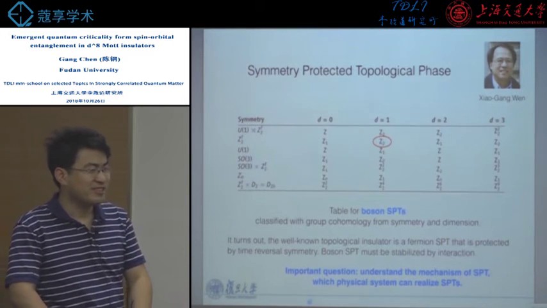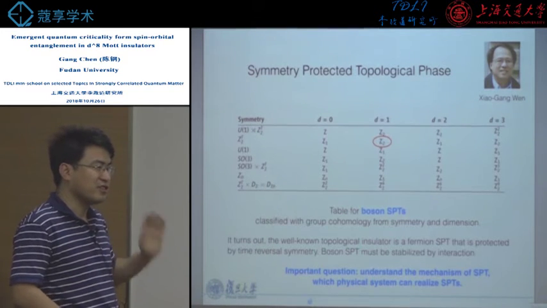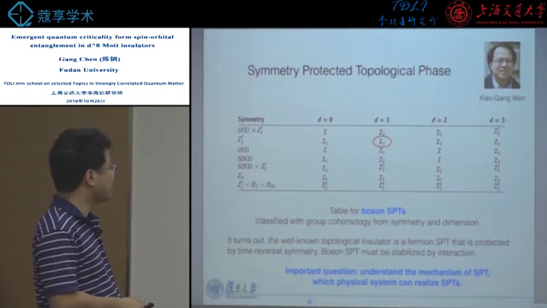When you do the group cohomology, you make everything to be abelian. I'm not interested in this. Let's just continue with that.